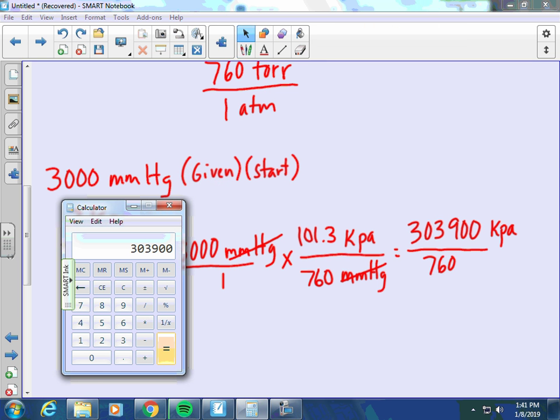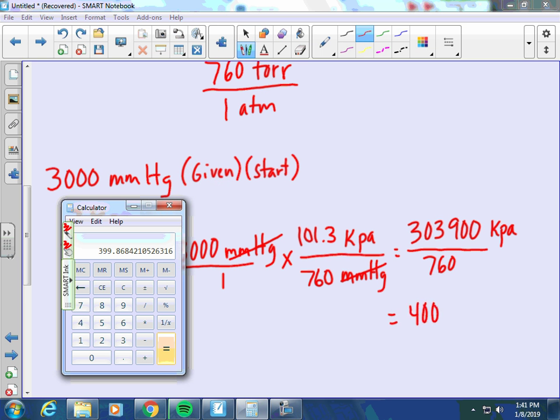I've already got 303,900 up on the calculator. Divide it by 760, and it comes out to be 399.86848. I'm not going to write all those. I could round off to the tenths place and make it 399.9, or round off to the ones place and make it 400. I'm just going to make it 400. And those units are still there, kPa. And that's our answer. Okay?